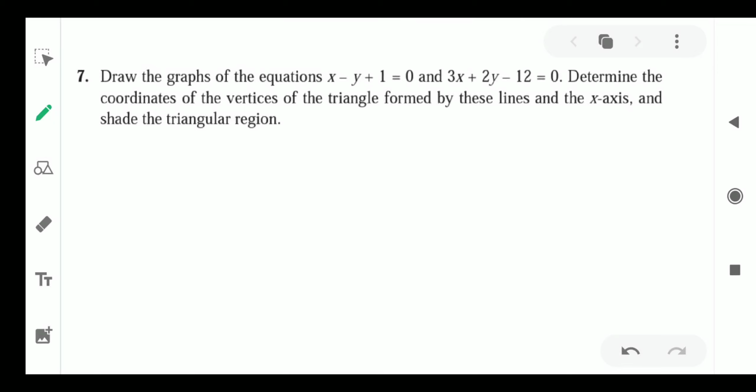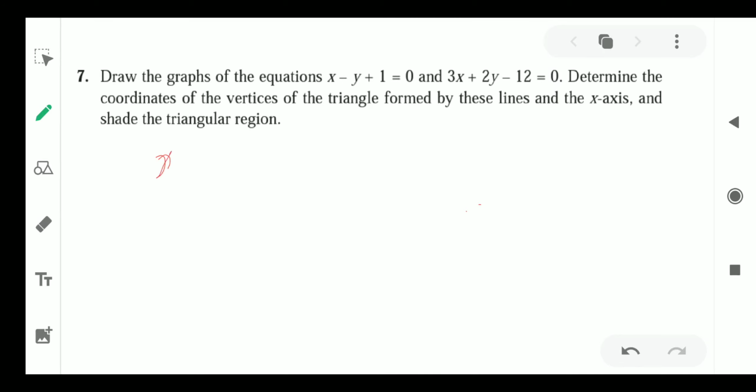So what we have to find out is the intersection point of these two lines, and at what points these lines cut the x-axis. In order to form a triangle, we know that there should be three lines. Two lines are already there, and one more line is the x-axis. So first, very simple, let's find the intersection point of these two lines.